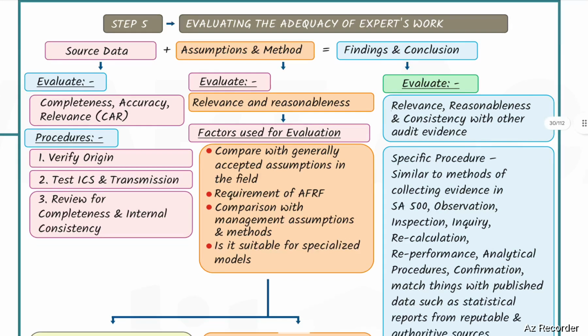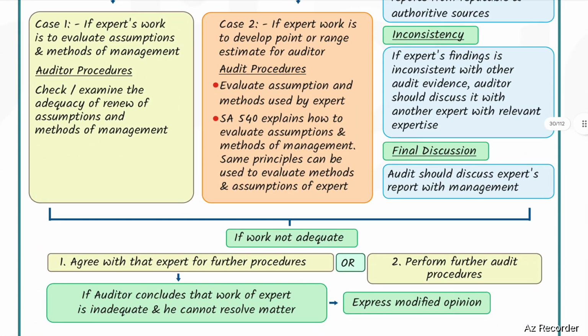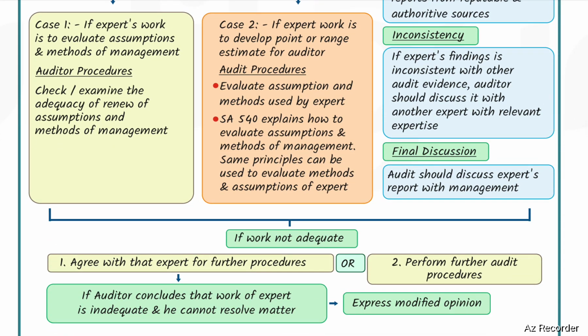Case number 1. If the expert's work is to evaluate assumptions and methods of management, the audit procedure is to examine the adequacy of the assumptions and methods of management. Case number 2. If the expert's work is to develop a point or range estimate for the auditor, the audit procedure is to evaluate assumptions and methods used by the expert. SA 540 explains how to evaluate assumptions and methods of management. The same principles can be used to evaluate methods and assumptions of the expert.